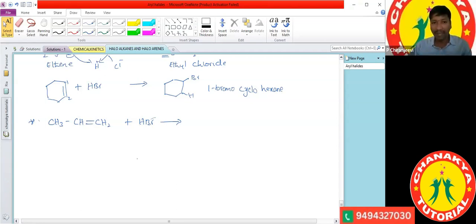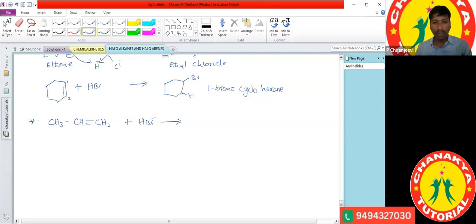So what is the condition here? Whatever statement you are giving is correct, but with respect to hydrogen, the hydrogen is going to attach to the carbon which has more number of hydrogens in an alkene. With respect to the negative ion, the negative ion attaches to the carbon which has fewer hydrogen atoms in an alkene.